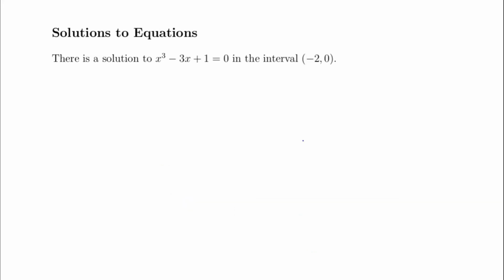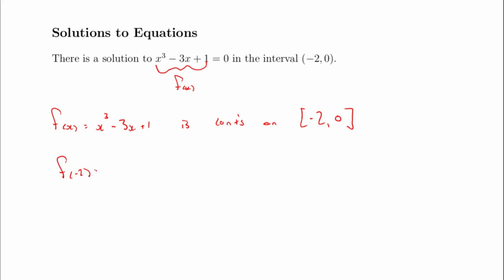So the intermediate value theorem guarantees that there is a solution to this equation on this interval from -2 to 0. Okay, let's talk about how it does it. Let's say that this here is our function, f of x. We know that this is a polynomial function, meaning it's continuous everywhere. That means x cubed minus 3x plus 1 is certainly going to be continuous on the closed interval from -2 to 0. We also know that f of -2 is -8 plus 6 plus 1. That's -1. And we know that f of 0 is +1.